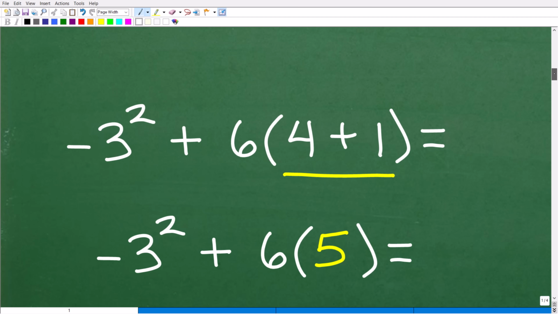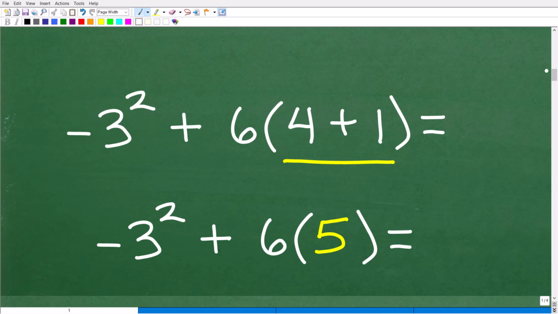So the first thing, I'm thinking about PEMDAS. So it's parentheses, so I have to go where the parentheses are at and go inside of the parentheses and clean up everything there. So 4 plus 1, that's pretty easy. That is 5. Okay, so no problems right here.